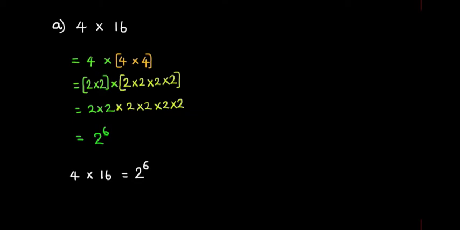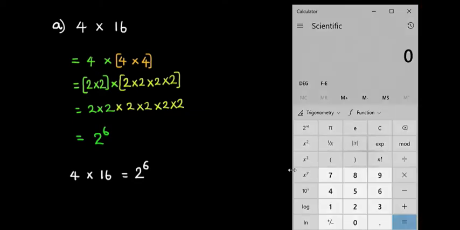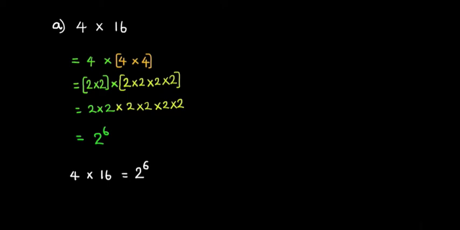So let's check if our answer is valid. If we get 4 times 16, we get 64. Let's check if we will get 64 by getting 2 to the power of 6. You see that still we get 64. This means that our answer is correct.